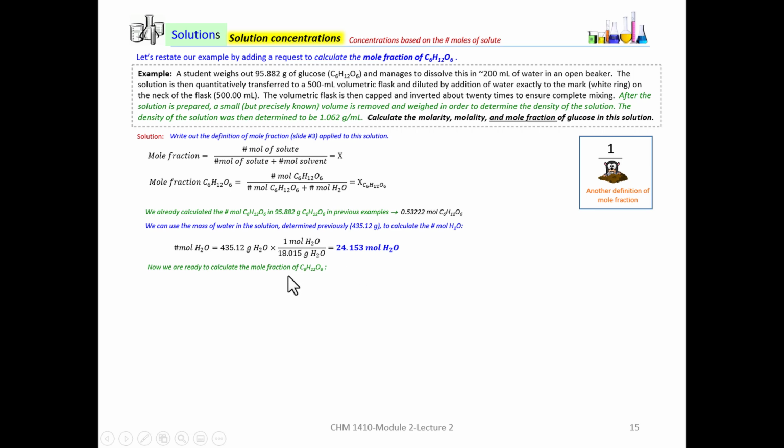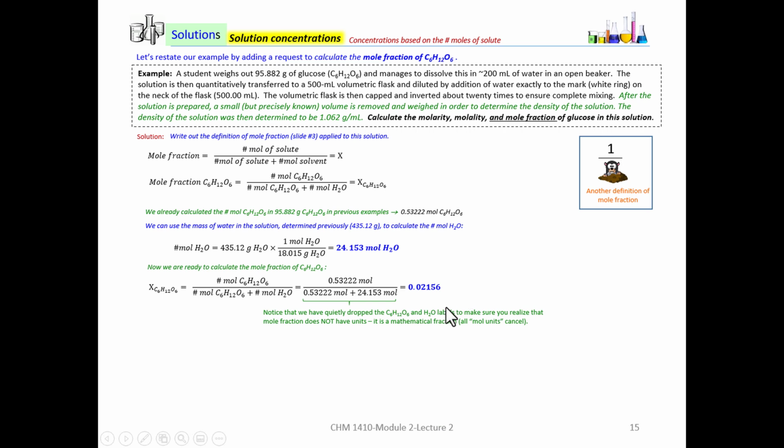Now we're ready to calculate the mole fraction of glucose. So we have the number of moles of glucose divided by the number of moles of glucose plus the number of moles of water on the bottom here, and we get a mole fraction of 0.02156. Remember, in mole fraction, the highest number you could get is 1. And the other thing we've done here is we've quietly dropped the labels glucose and water to make sure you realize that mole fraction does not have units. We're basically just counting things.